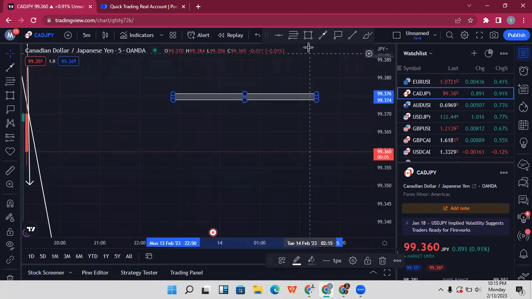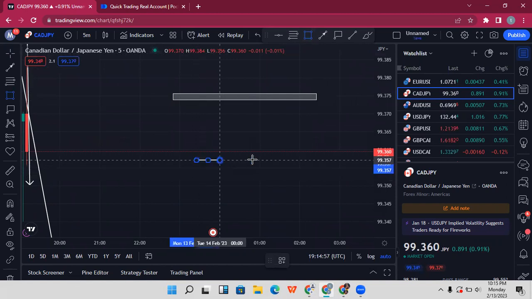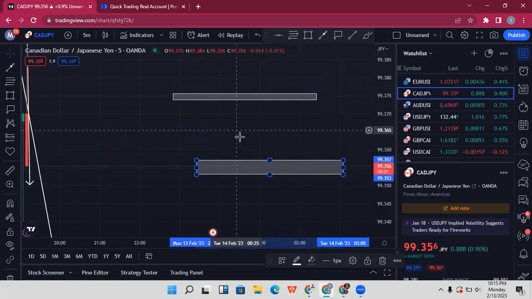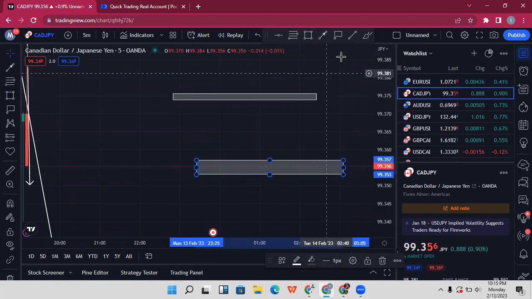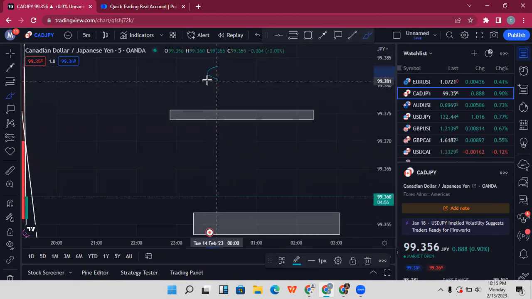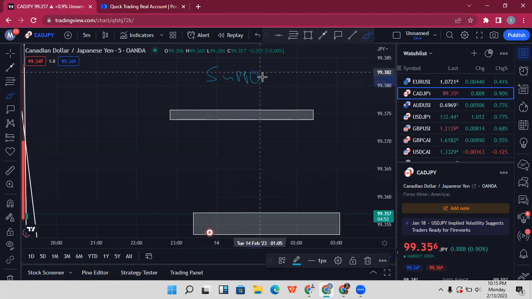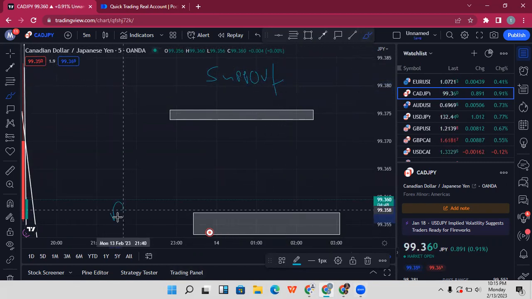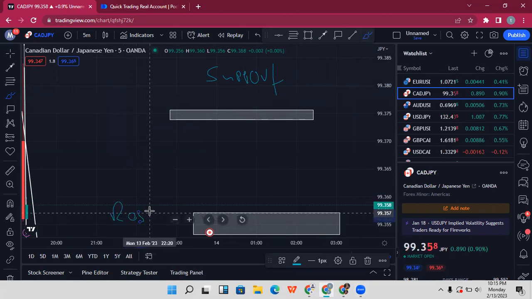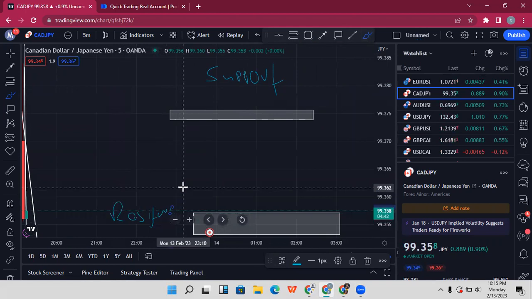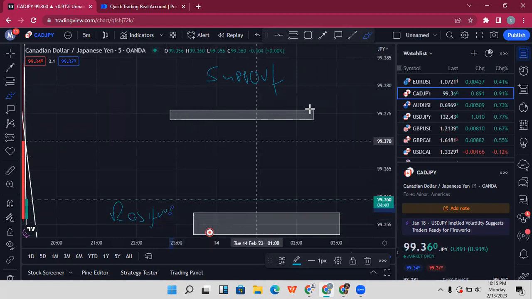As you can see on my charts, you can see a lot of lines like this. So what do these lines mean? This is the support line, and this is resistance. If you don't understand support and resistance, I've already done a video explaining more on support and resistance, and also the strategy that I'm explaining to you here.